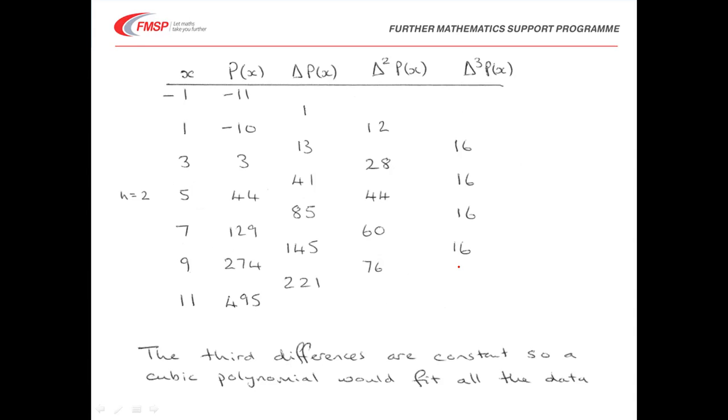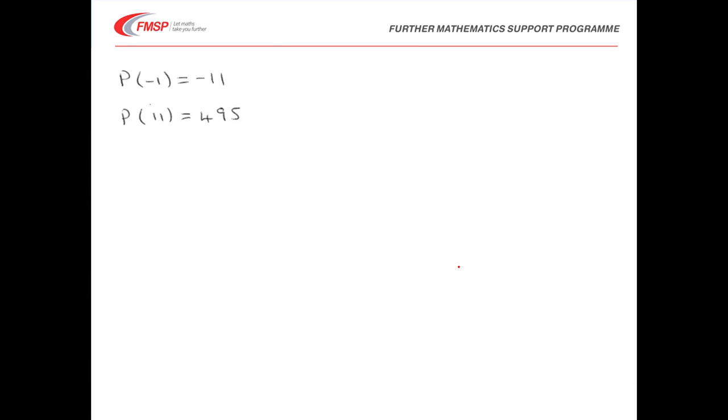So what I've done is I've worked my way back through the table. And so I'd summarise that by writing down that P negative 1 is negative 11 and P11 is 495.